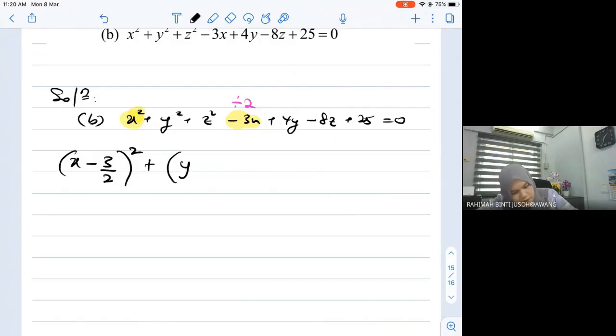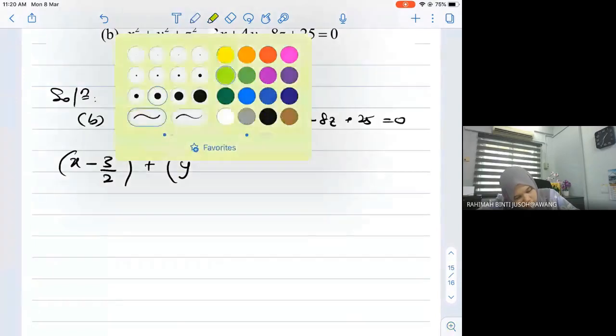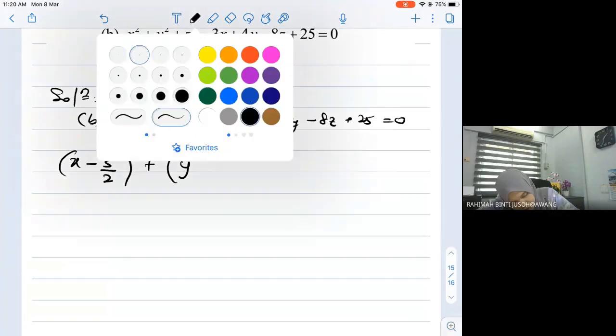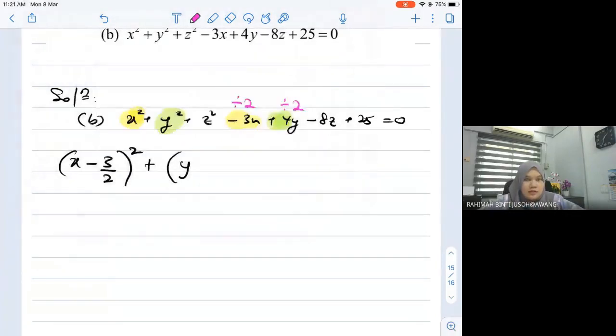For y, I use the green color. Y squared's partner is positive 4y. So for positive 4, you again have to divide by 2. So divided by 2, we will have plus 2, close the bracket, and then square.